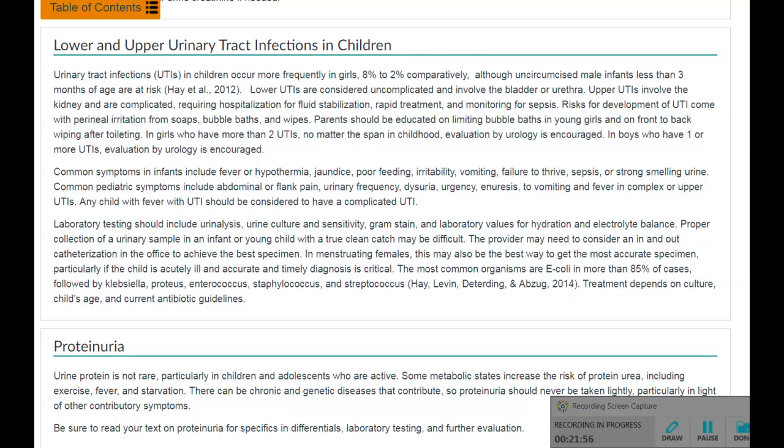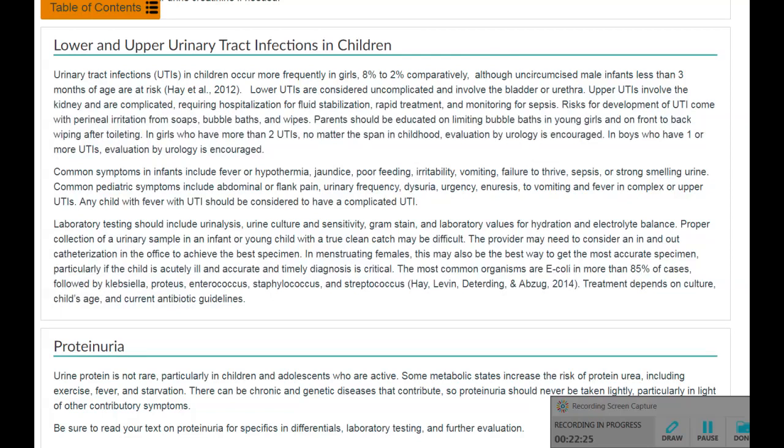Laboratory testing should include urinalysis, urine culture and sensitivity, gram stain, and laboratory values for hydration and electrolyte balance. Proper collection of a urinary sample in an infant or young child with a true clean catch may be difficult. The provider may need to consider in and out catheterization in the office to achieve the best specimen. In menstruating females, this may also be the best way to get the most accurate specimen, particularly if the child is acutely ill and accurate and timely diagnosis is critical.